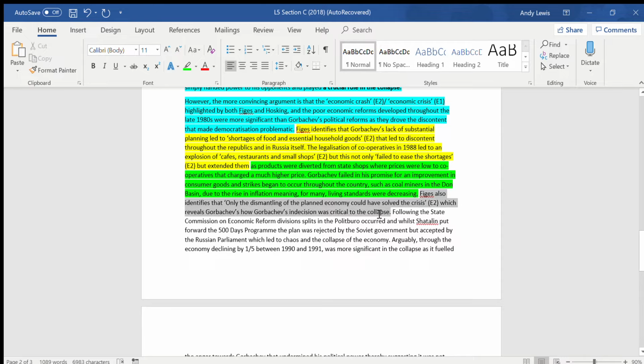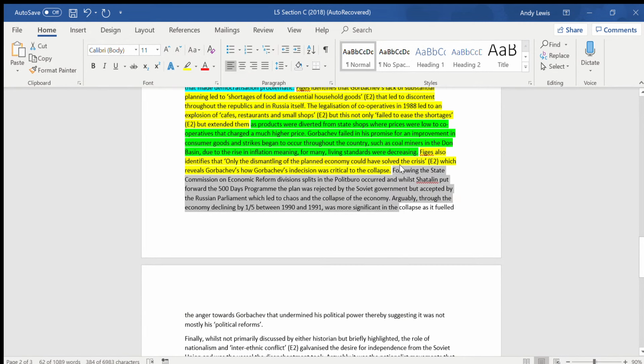Feiges also identifies that the dismantling of the planned economy would have solved the crisis, which reveals how Gorbachev's indecision was critical to the collapse. Following the State Commission on Economic Reform, divisions split in the Politburo occurred, and while Shatilin put forward the 500 days programme, the plan was rejected by the Soviet government but accepted by the Russian parliament, which led to chaos and the collapse of the economy. So we've got their own knowledge here.